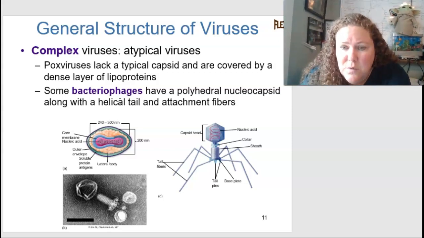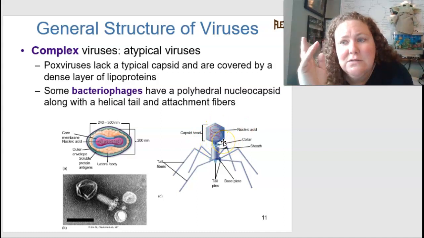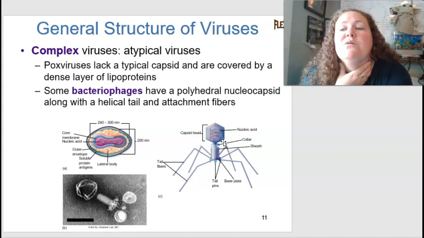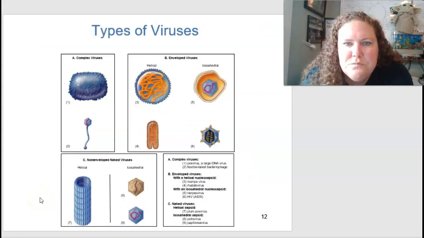So let's look at that a little more closely. So we can have that capsid head that contains that nucleic acid. Then we have a collar, rest in peace Ruth Bader Ginsburg with her little lace collar, right? We have a collar, and then we have the sheath, and then we have the tail pins and the base plate, right? The tail fibers. So you can see that some of them have a little bit more advanced structures.